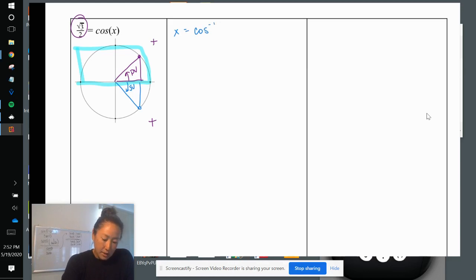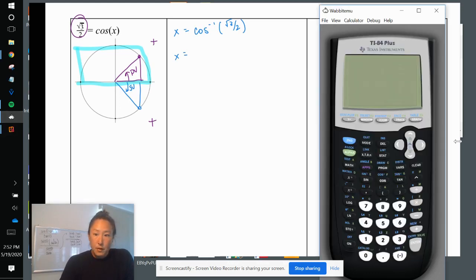So I'm isolating x, so I'm going to use cosine inverse of root 3 over 2. Grab your calculator. We'll just do it for funsies. Okay, cosine inverse of square root 3 over 2. Oh, I broke it. I need some parentheses. Oh, I see what's wrong. Okay, so I need some parentheses right here because the root 3 is the only thing I want under the fraction over 2.